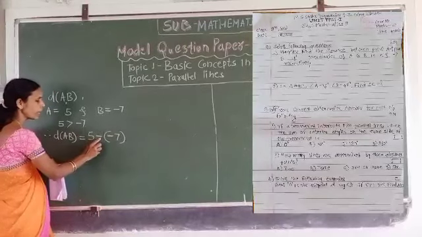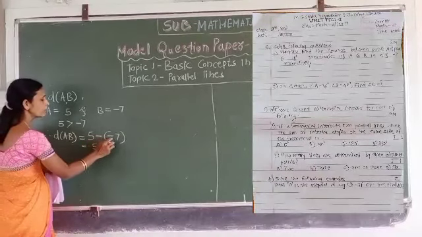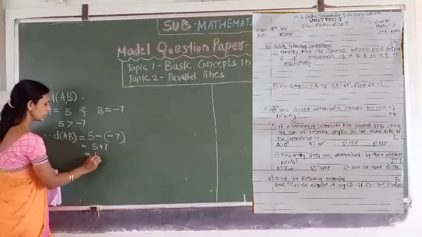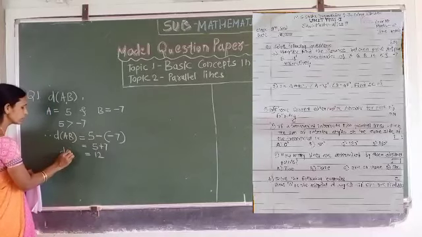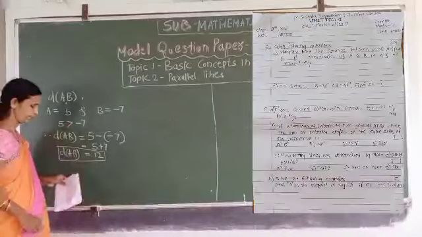Therefore, 5 minus -7. We have to simplify this. 5 minus -7 is 5 plus 7, that is 12. Therefore, the distance between points A and B is 12.